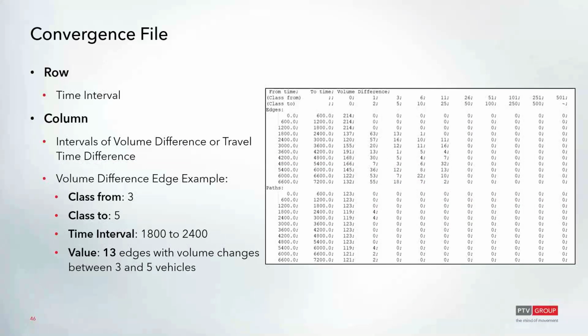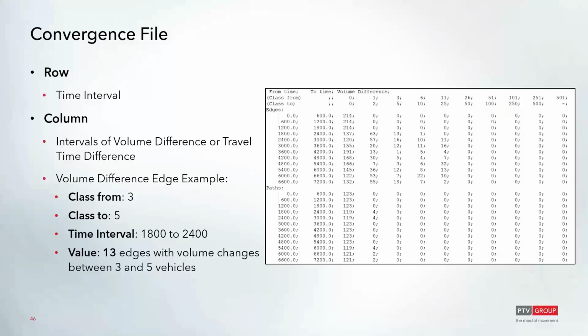So in either of these sections, the rows that you'll see here are going to represent different time intervals. Depending on how you've got that configuration set up, you can see that we've got the value for each of the time intervals. And then the columns are going to represent the volume difference range if we're looking at that top half, or the travel time difference range if we're looking at the bottom half.